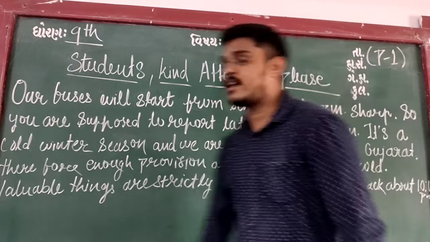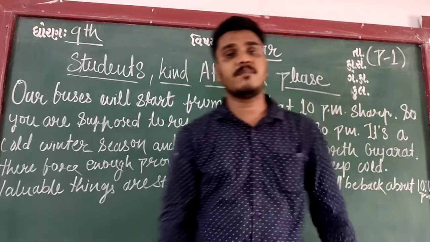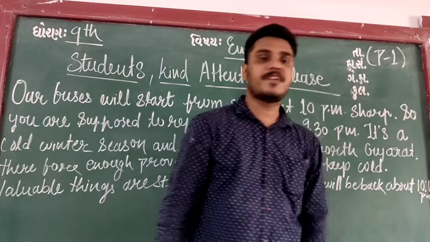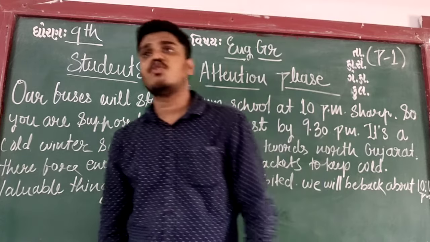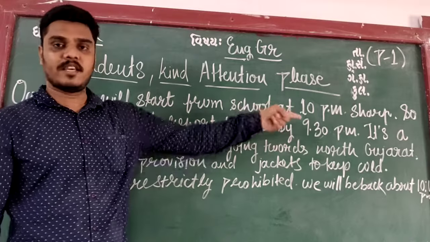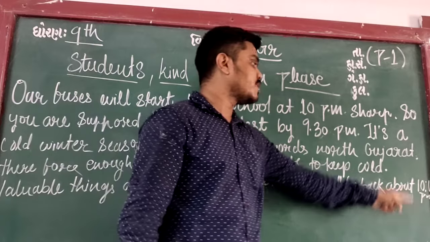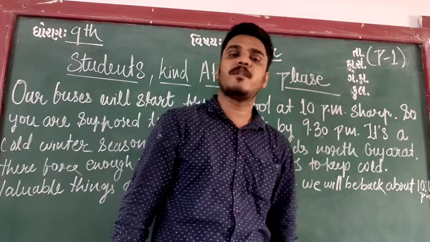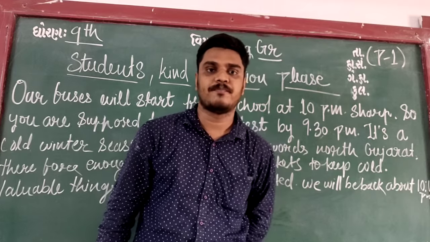Also, the last line, which is not visible on your screen, says that we will be back about 10:15 p.m. So inform your parents earlier this day only that we are going to reach at 10:15. At least by 11 or 12 p.m. we will have reached school.